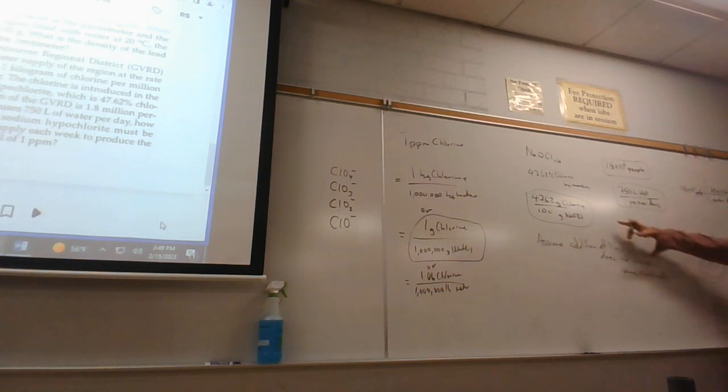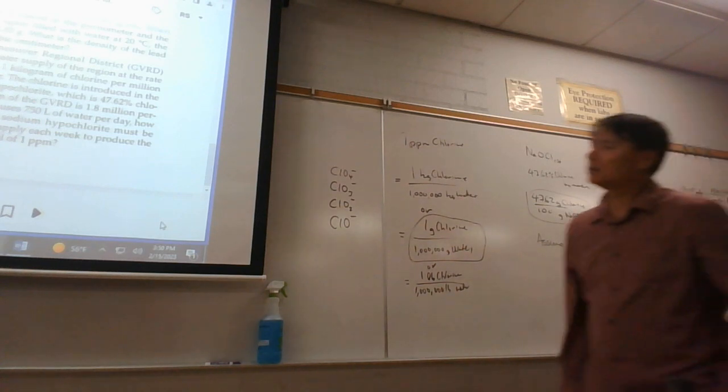Yeah, this should get rid of grams of chlorine here. Just flip it over. And so I'll have 100 grams of sodium hypochlorite per 47.62 grams of chlorine. So grams of pure chlorine cancel, and that gives us grams of sodium hypochlorite.